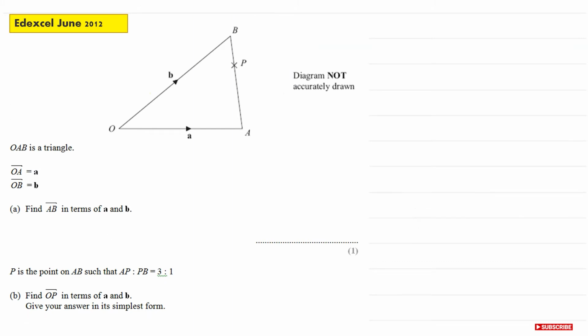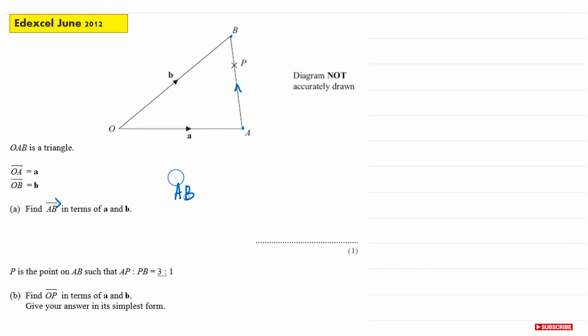So we're now going to move on to questions which give you some proportion or ratios. So we're told here OAB is a triangle. We can see it there. OA is a, OB is b, and we need to find vector AB in terms of a and b. So vector AB is going from here to here in that sense. So what do we need to do?